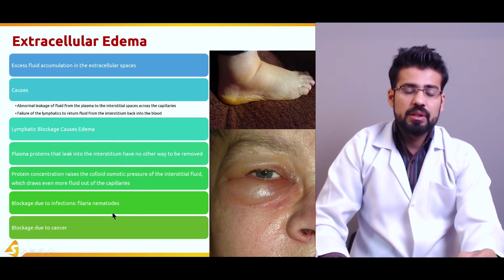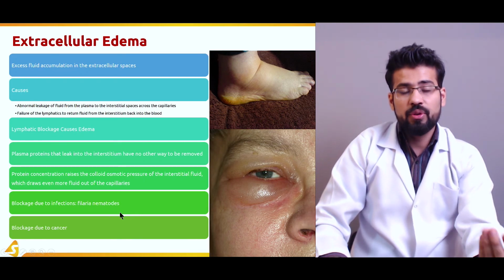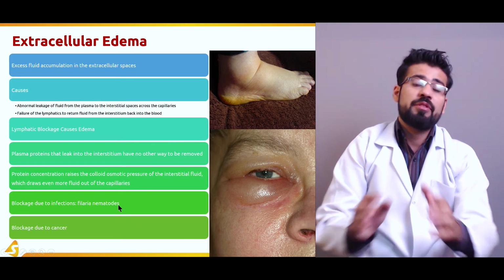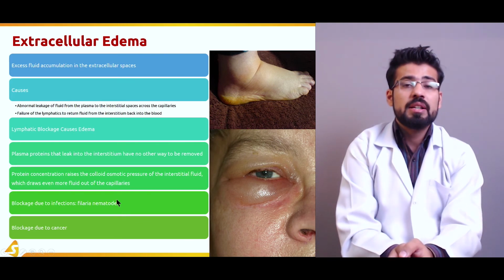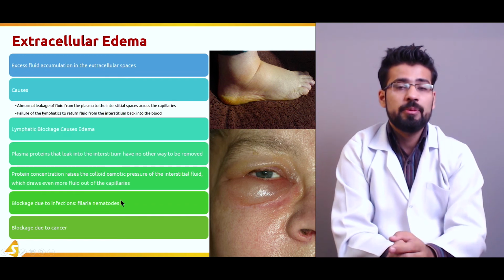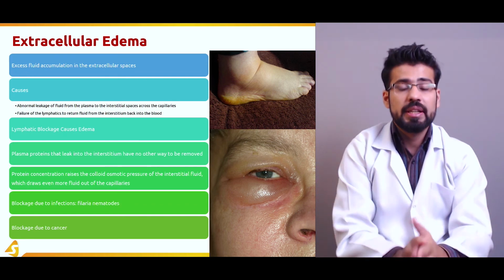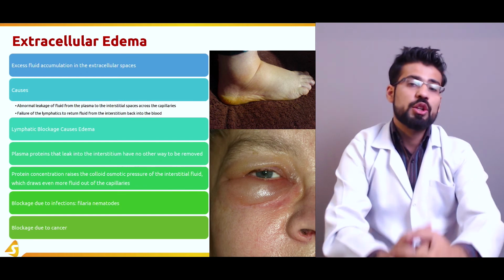The other important cause is blockage due to cancer, which will of course cause obstruction primarily in the portal venous system. If there is an inflammation or blockage, the body fluid will be collecting into the peritoneal cavity, giving rise to a condition known as ascites.